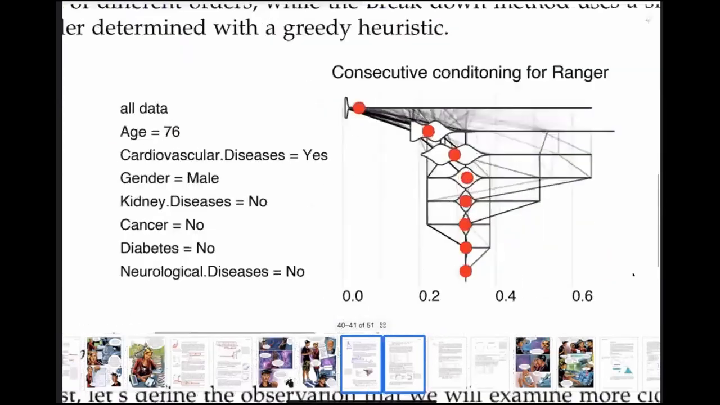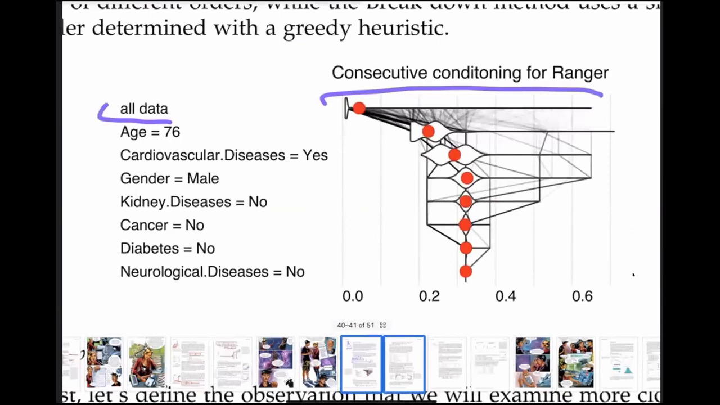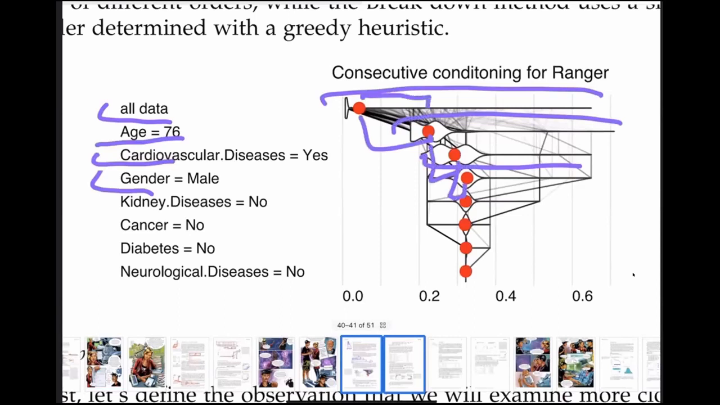Maybe I will show you an example for our Steve. Here we have all data. This is the distribution of scores for every patient in our 10,000 patients dataset. And then we can condition on age, age and cardiovascular disease, age, cardiovascular disease, and gender, and so on. And by conditioning, you see that the distribution of predictions is also changing. The red dot shows you where the average expected value of these conditionings is. And the change is large at the beginning for the most important variable, age. It's much smaller at the end.